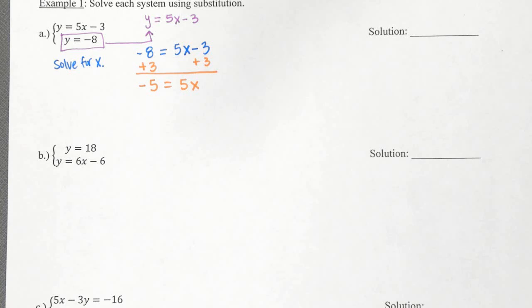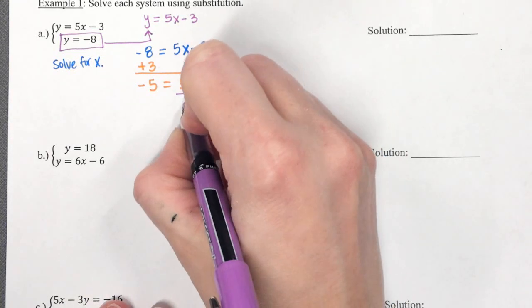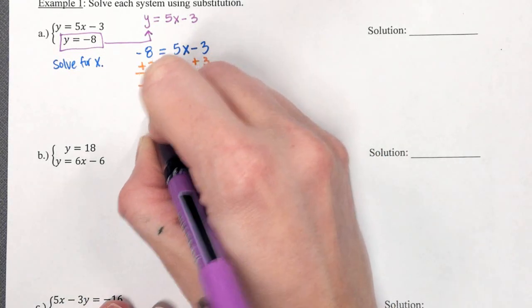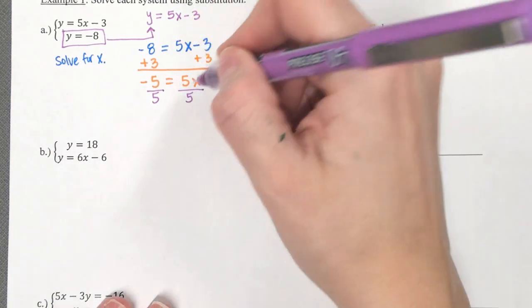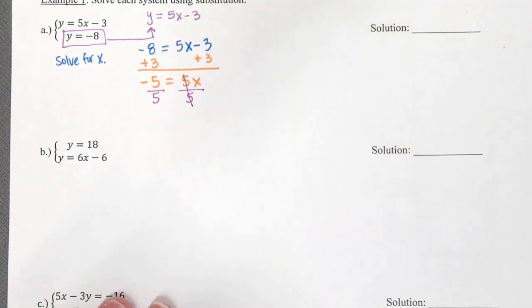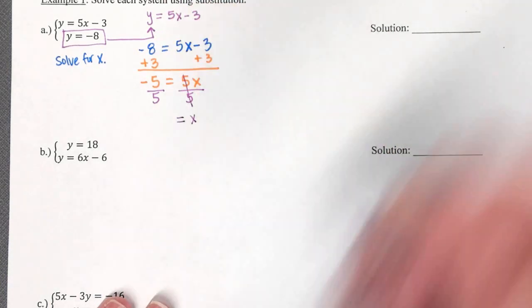Okay, so -8 plus 3 is -5. Now we are going to divide. What are we going to divide by? +5. And how do we know we're dividing by the +5 and not the -5? It's in front of the x, exactly. Whatever is in front of the x, that's what you want to divide by, so you get x by itself.